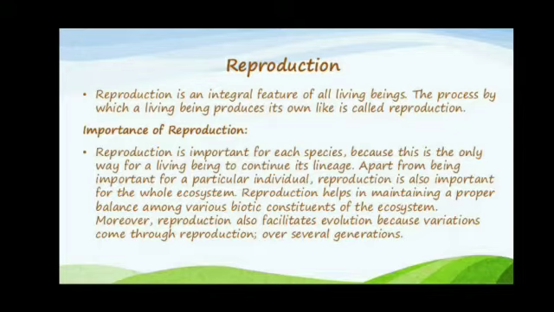Second, reproduction helps in maintaining a proper balance among various biotic constituents of the ecosystem. You have seen every living organism depends on other living organisms. So if something is not reproduced, it affects the other members of the ecosystem, because food would not be available to the species. So the process of reproduction is essential to maintain proper balance among various components of the ecosystem.